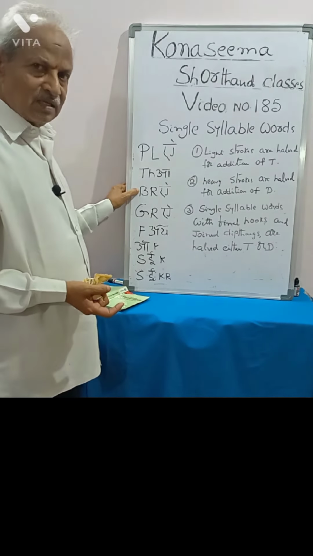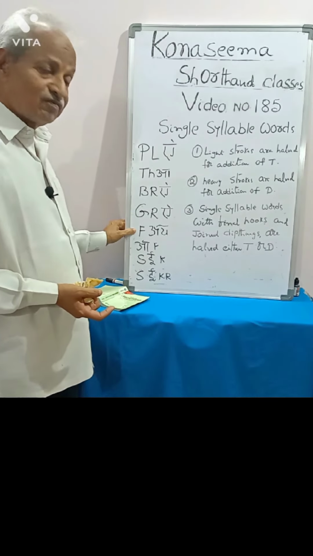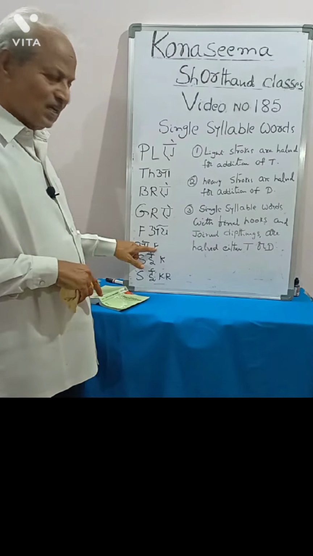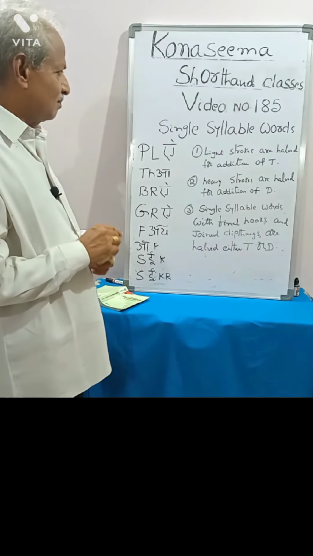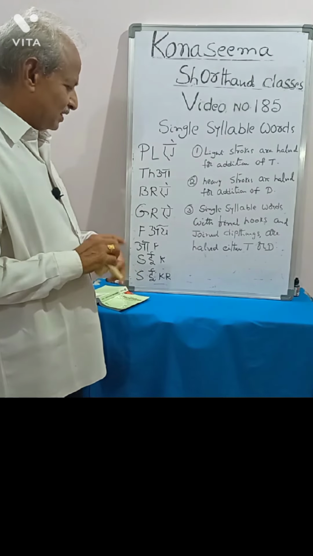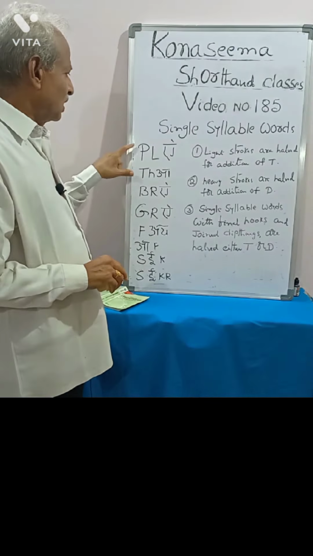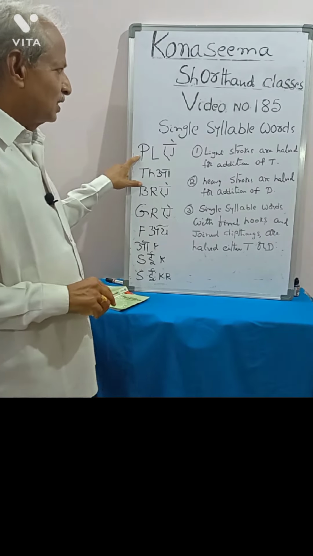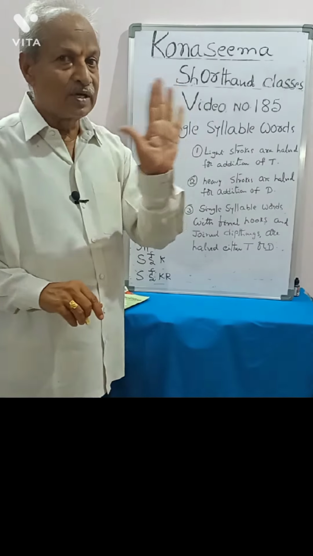B is the heavy stroke. G is the heavy stroke. F is the light stroke. K is the light stroke. S is the light stroke. So, if we halve this light stroke, the additional sound of T will only come, D won't come.